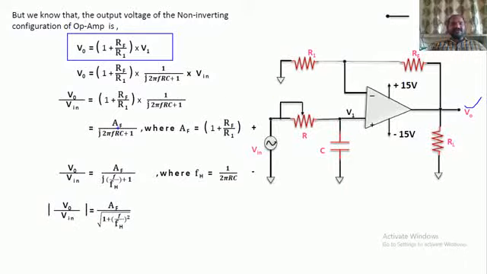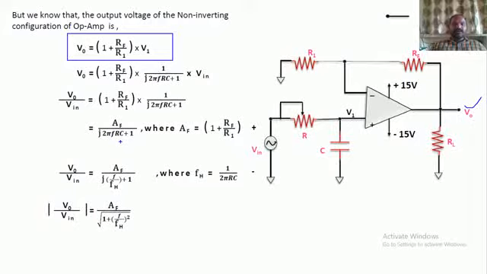In the next step, in order to avoid the complexity of the equations, I'm assuming that AF equals 1 plus RF by R1, which is called the pass band gain. We will see the name of each and every term as we move on. So the next is AF by (j into 2 pi f RC plus 1).